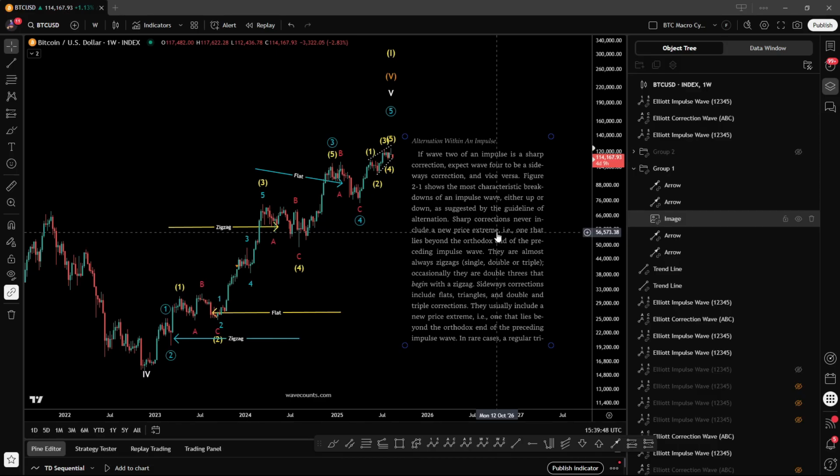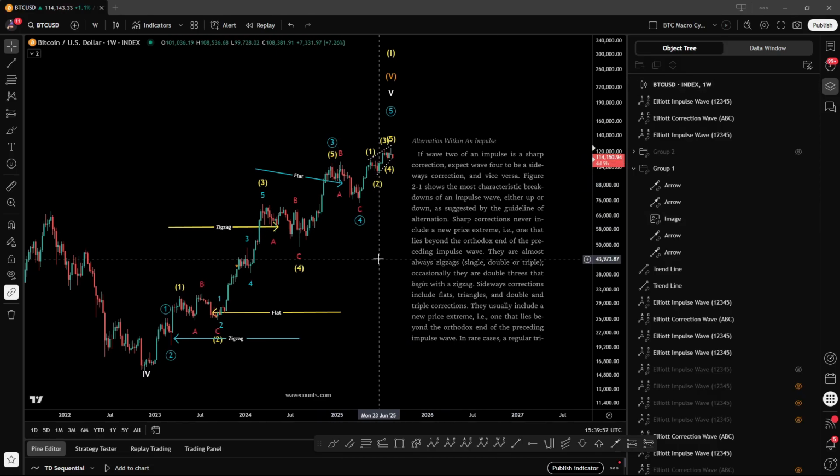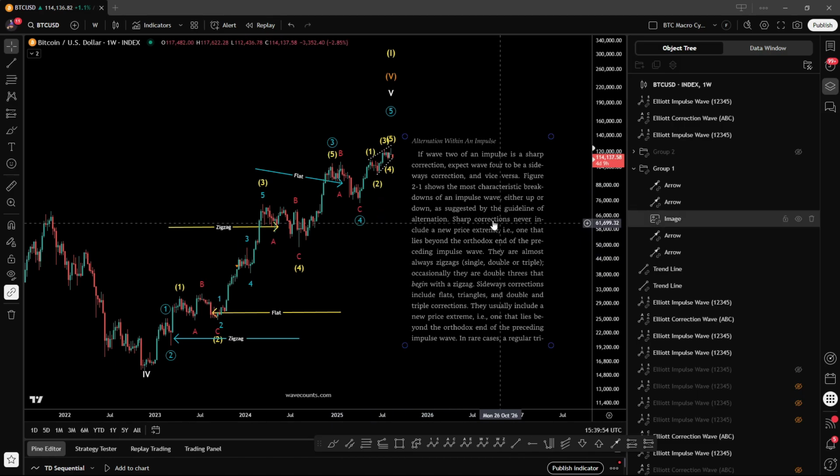Okay, so you say, oh, what is sharp, right? Is this sharp because of how much percent it has to retrace to be sharp? It's telling you right here. Sharp corrections never include a new price extreme, one that lies beyond the orthodox end of the preceding impulse wave. They are almost always zigzags, single, double, or triple.